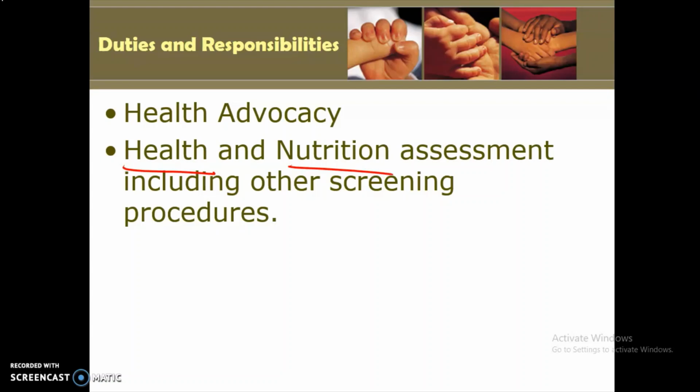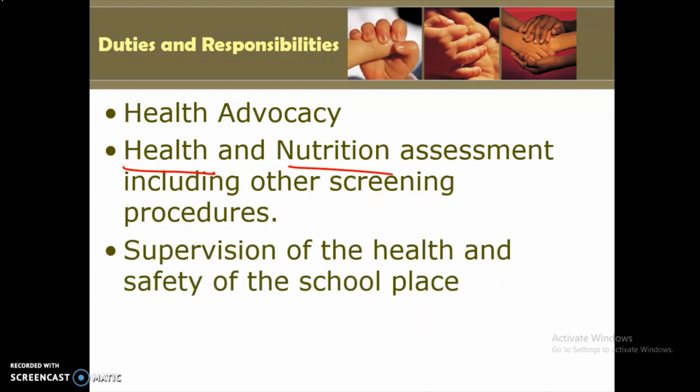As I've said, this is one of the major responsibilities of a school nurse. Another one is supervision of health and safety of the school place. So we're not going to focus only on the health related conditions. We're also going to focus on safety regulations within the school premises. Okay, anything that can contribute to the child's condition or to the school personnel's condition, na pwedeng maapektuhan ng kanilang physical, mental, or psychosocial being, kailangan i-monitor natin or i-supervise natin.